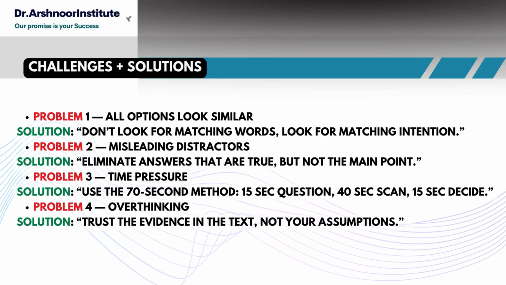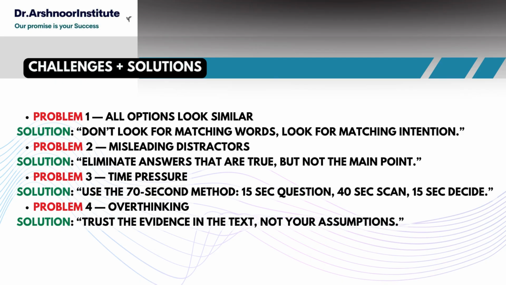Third problem, time pressure, and I'm giving you a very easy and the best solution for that. Use the 70-second method, which means 15-second question, 40-second scan, and 15-second decide. That means 15 seconds you should read the question and understand it, and 40 seconds you should scan the text. Don't try to overindulge in this. And 15 seconds you should decide the right answer.